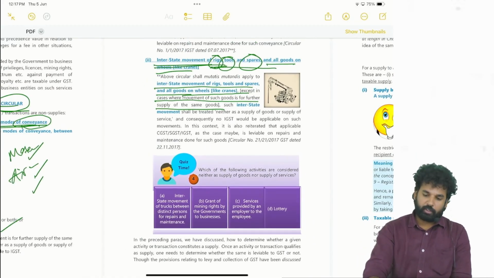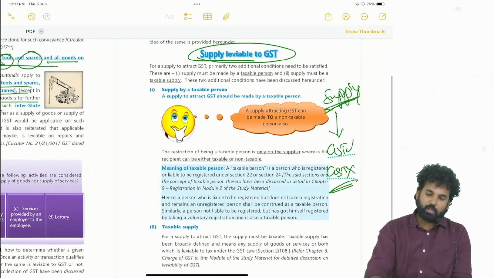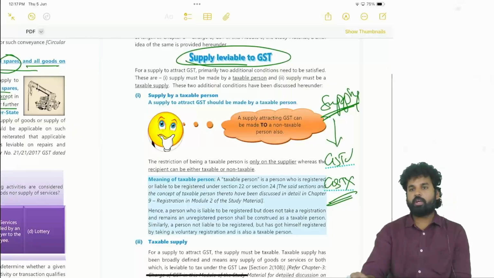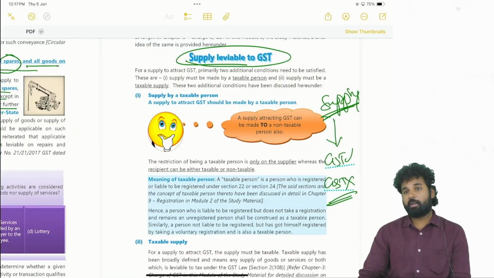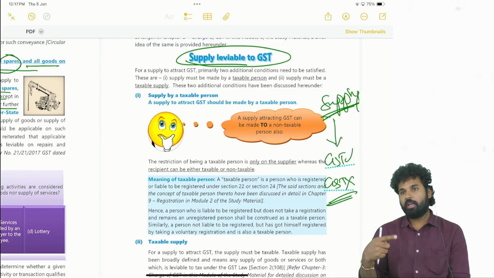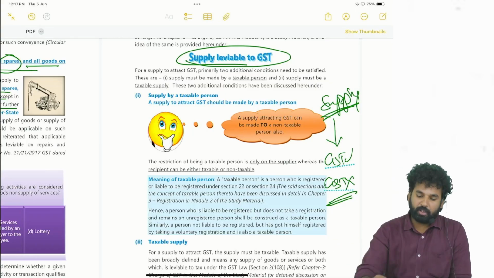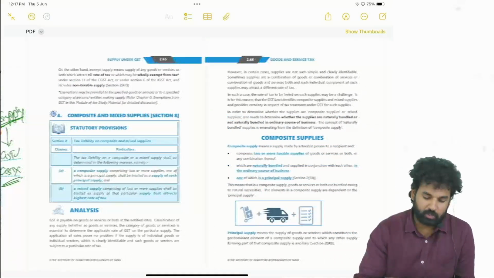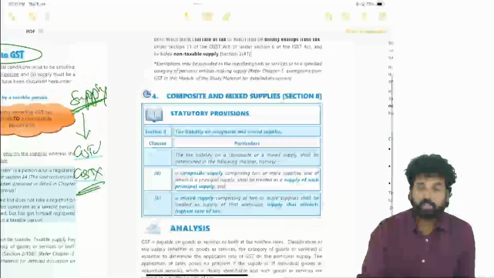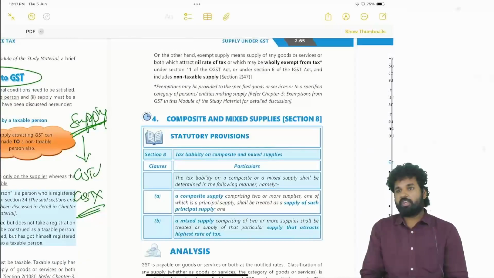Got this? Right. Now comes supply leviable to GST, which means 2 conditions must be satisfied. After becoming a supply, we should check whether it is made by a taxable person or not, and whether the supply is a taxable supply or not. Whether it is taxable or exempted, we have to check. Then only GST will be levied. So all this is about Section 7 of the CGST Act, where we are talking about the definition of supply.